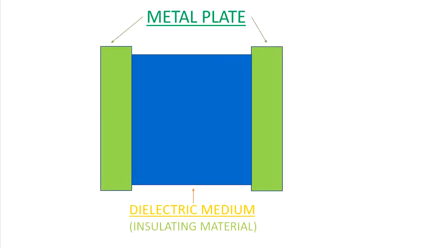A capacitor is actually a combination of two parallel conducting plates separated by a dielectric medium. These two conducting plates are metal plates, whereas the dielectric medium between these two is actually an insulating medium. Now what is an insulator? An insulator is a material which opposes any flow of current or electron through it.